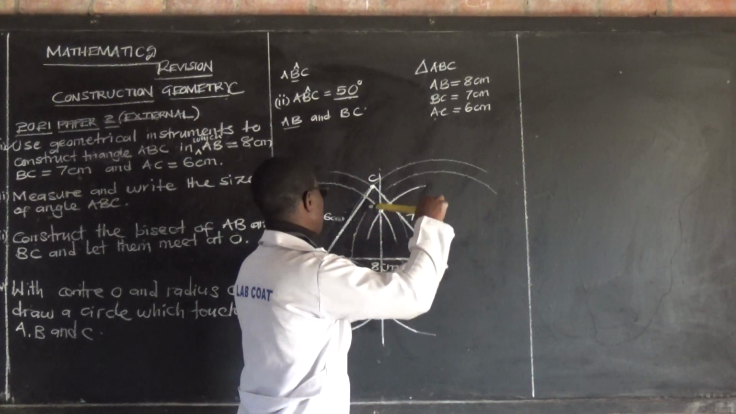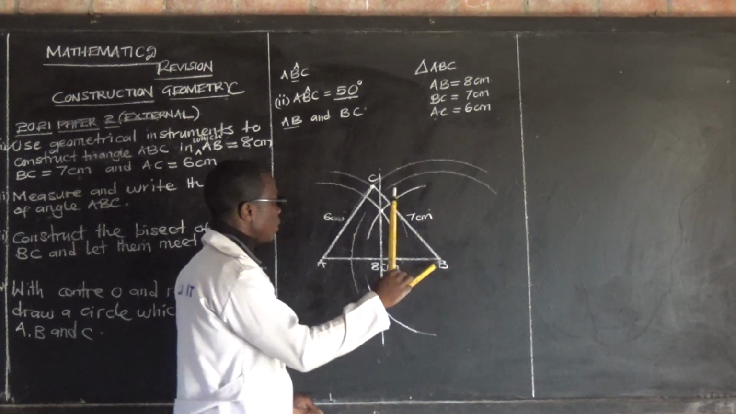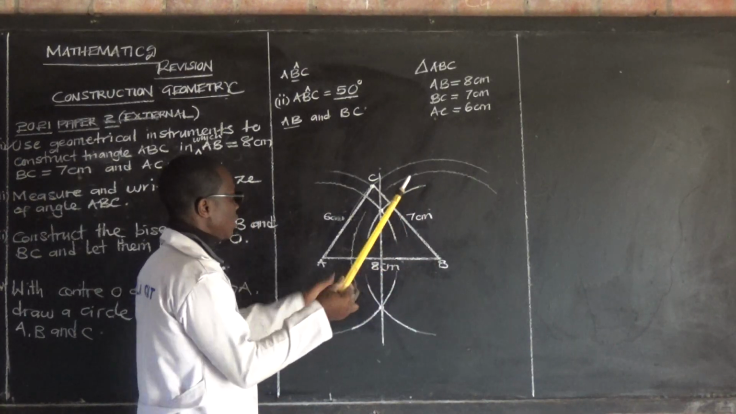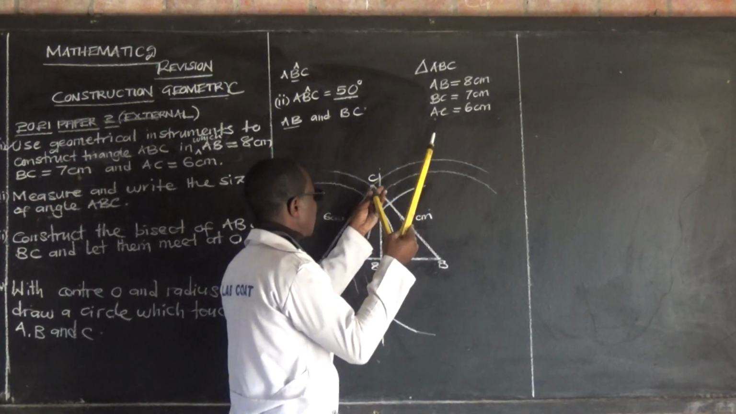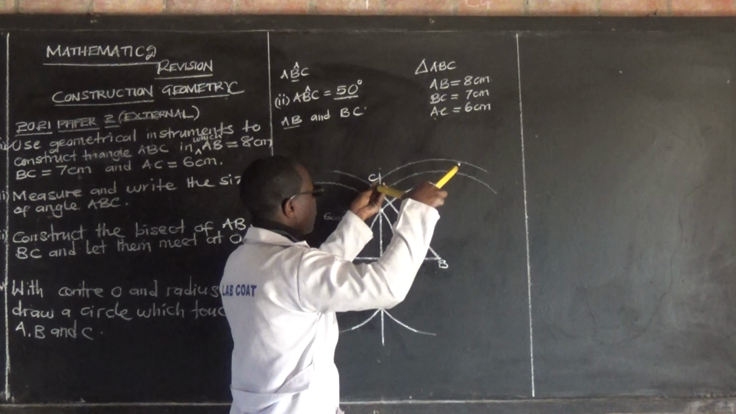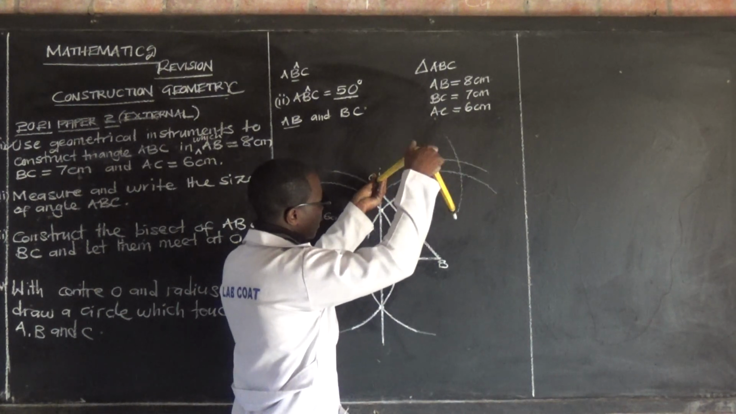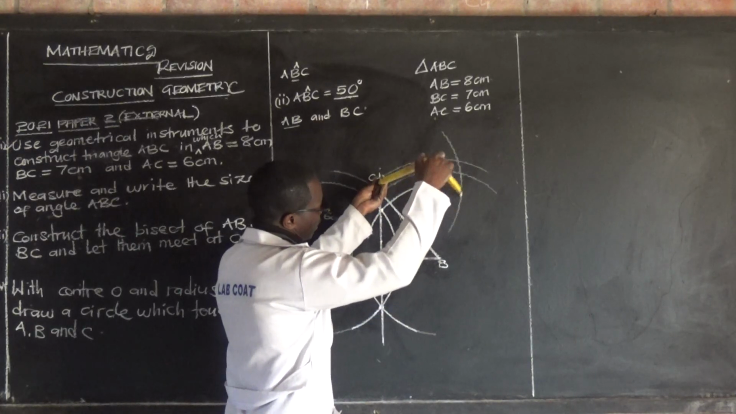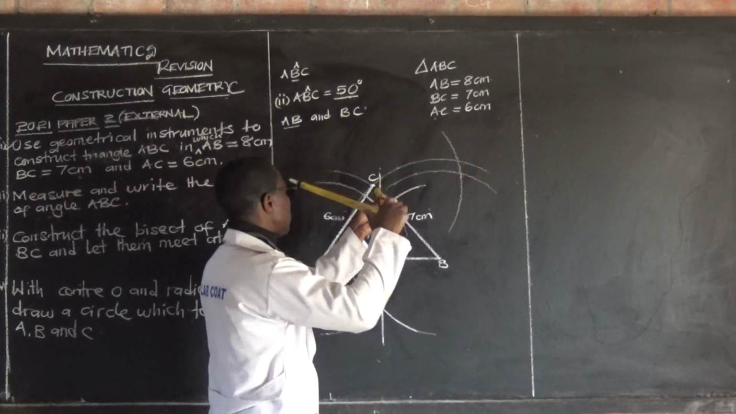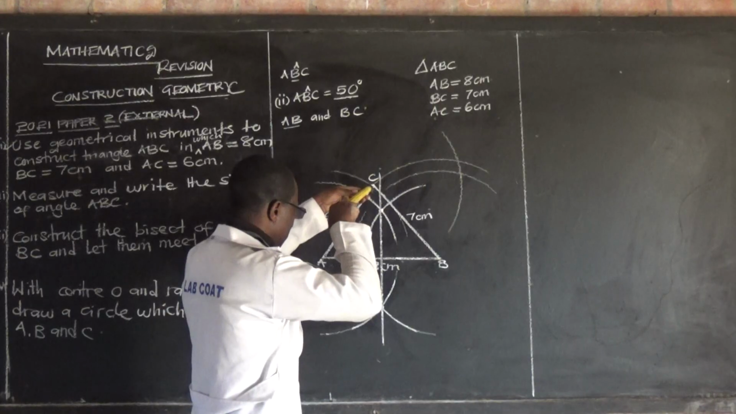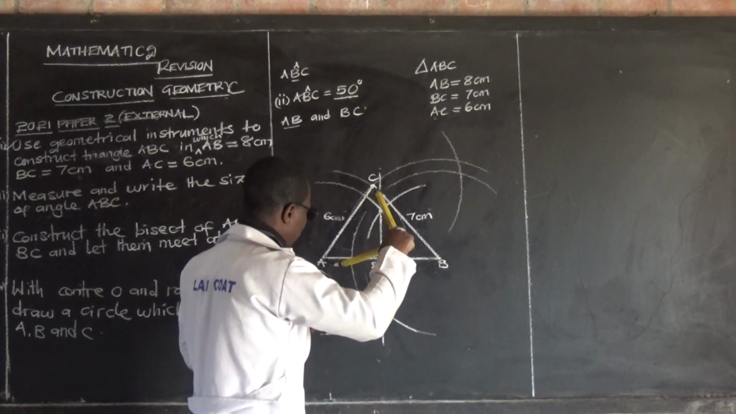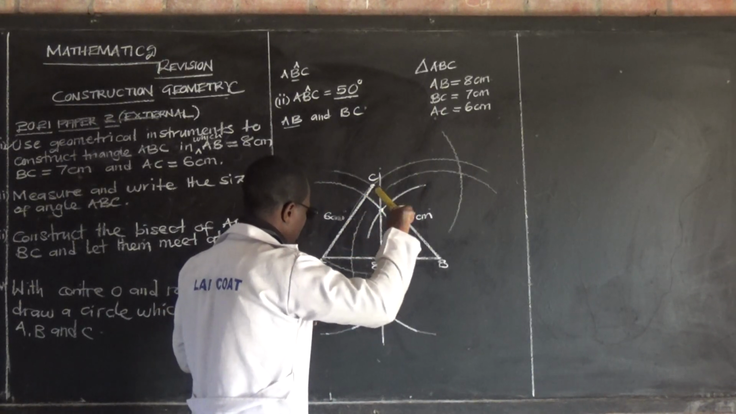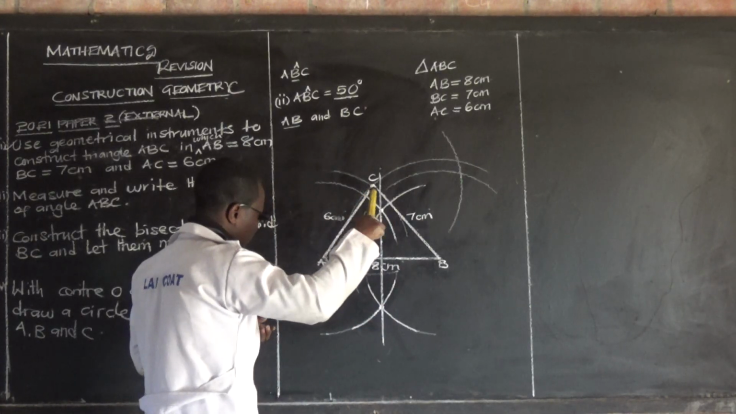Yes. Okay? Then I'm going to put my point at C now, without changing the dimension. So putting my point at C, I'm going to strike an arc like this. Are we together, guys? Then I'm also going to strike an arc this other side. My compass is not very good, guys. Sorry for that. You see now?